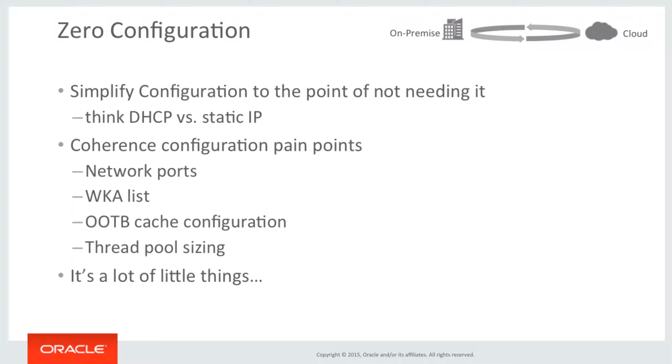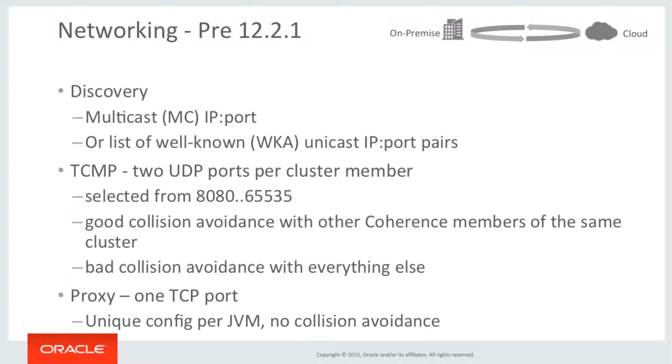So in 12.2.1, we looked at how to do this with coherence, and we focused on a number of pain points: network port selection, the WKA list, the out-of-the-box cache configuration, and sizing of thread pools. Each one of these things consists of a small number of configuration changes to coherence. On their own, they're nice, but not any big deal. When you put them all together, though, you get an experience which hopefully will make it much easier to get coherence up and running than it was with previous releases.